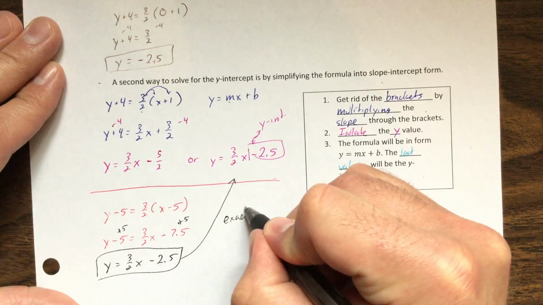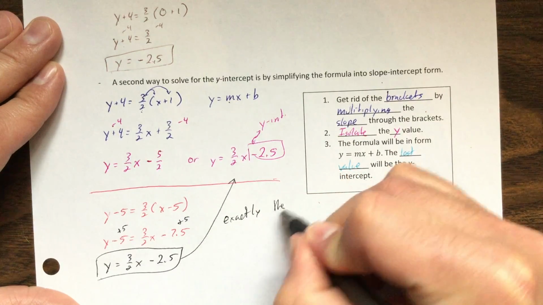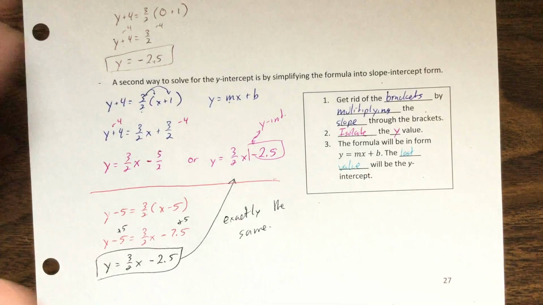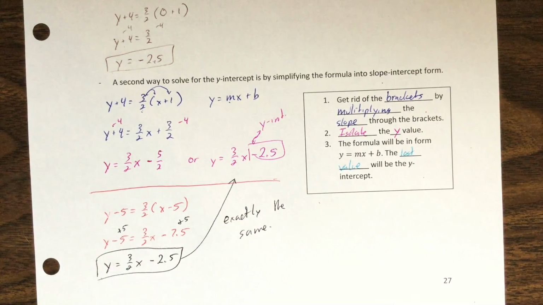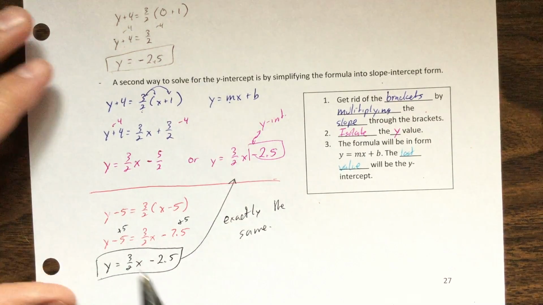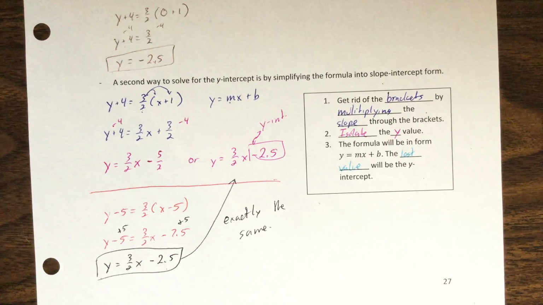These are exactly the same. They're the same formula, just written out a little bit differently. When we turn it into slope-intercept form, they end up becoming exactly the same, and we can understand that they have the same slope and the same y-intercept, meaning that they're the same line.